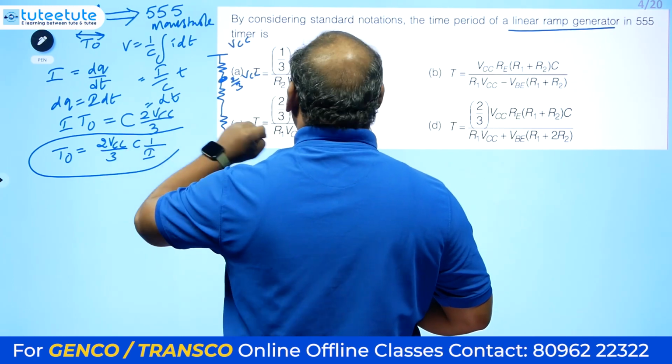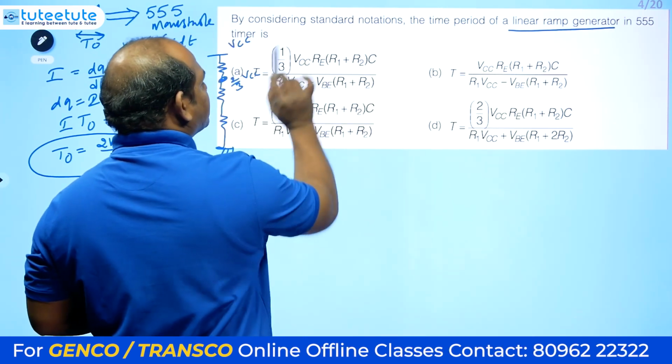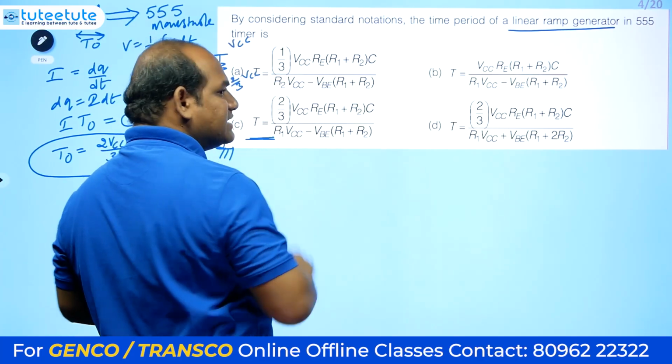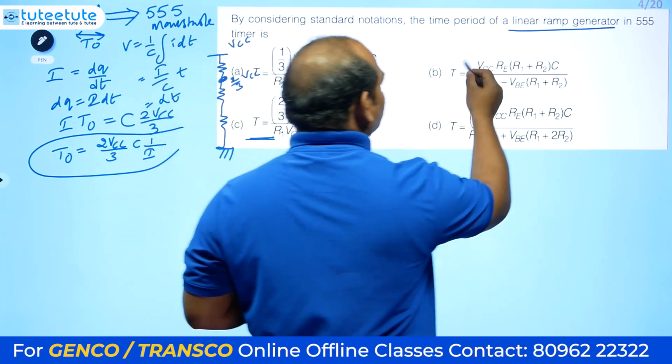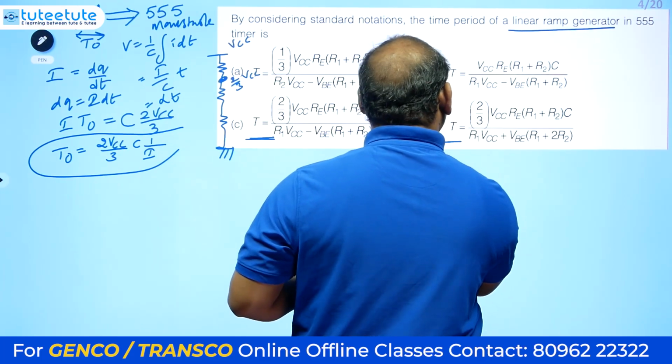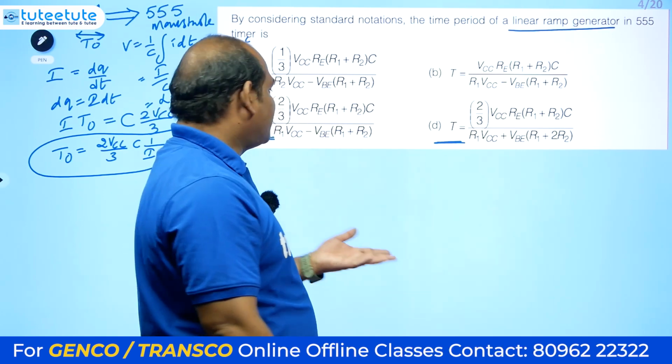2 by 3 VCC into C. Okay, 2 by 3 is missing here. 2 by 3 VCC into C. So there is a chance of C being the right option. And here 2 by 3 VCC is not there. 2 by 3 VCC into C. So for D also we have the chance. Now further we have to proceed.